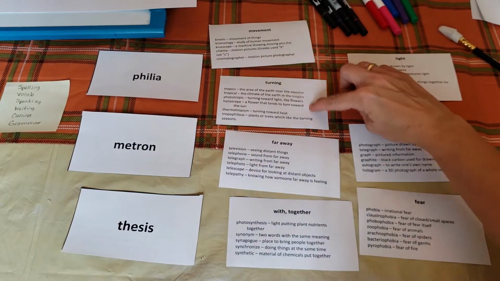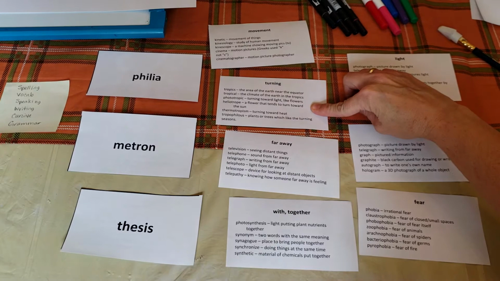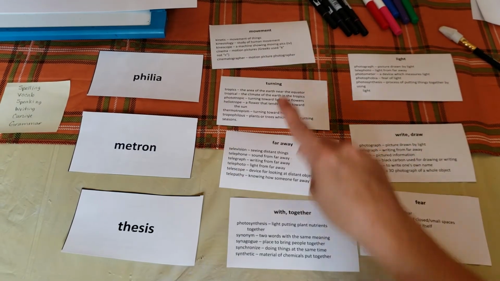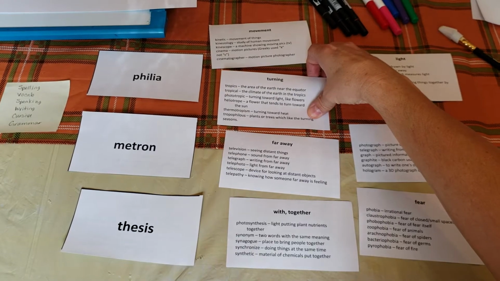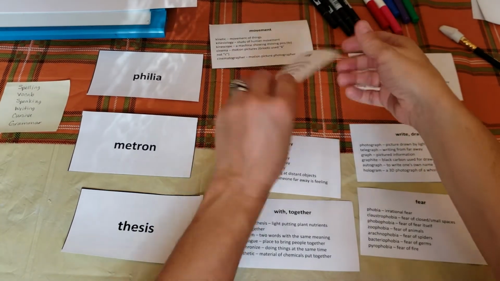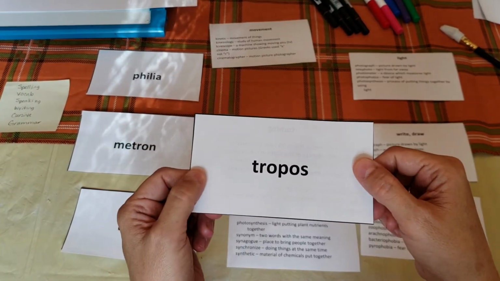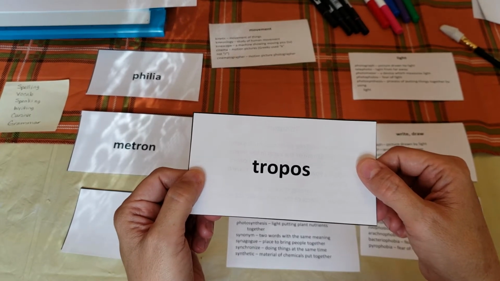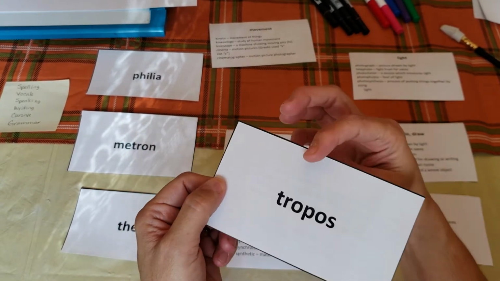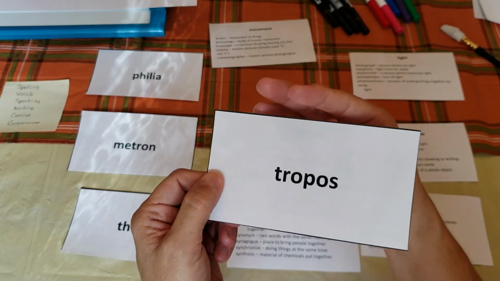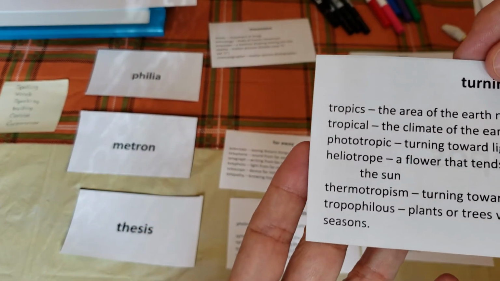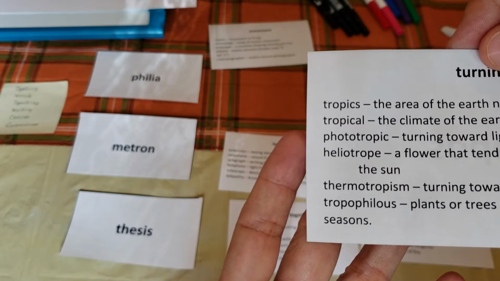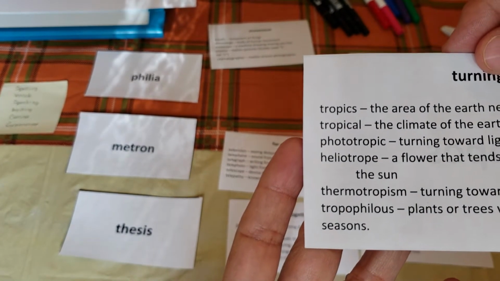All right, next word, we're coming here to turning. Remember, like the earth turns, turning? What could that be? Pause it if you don't know. Here we go. Tropos. Can you remember a word that has tropos in it? Pause it if you can't. All right, here we go. Did you remember one?